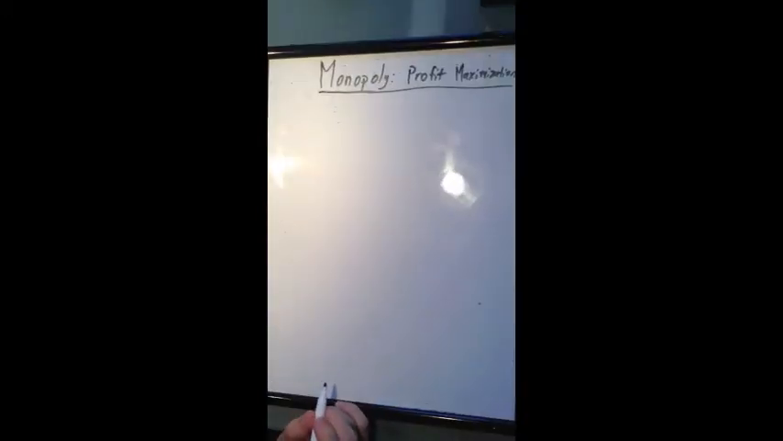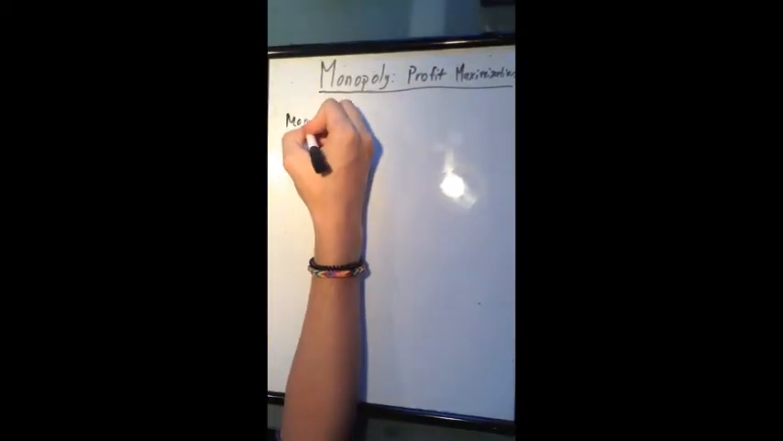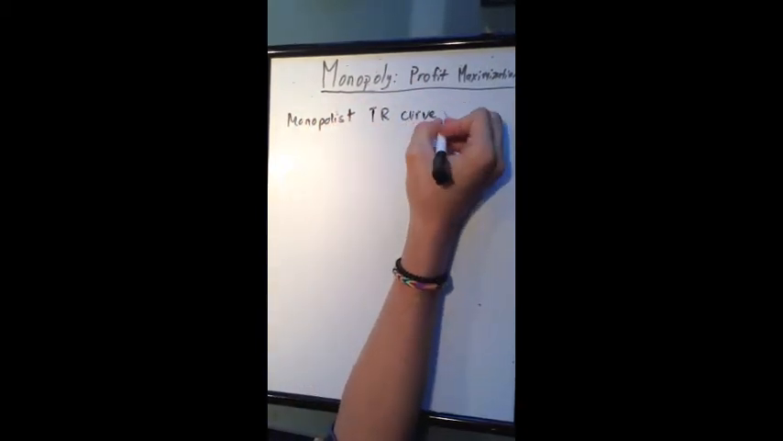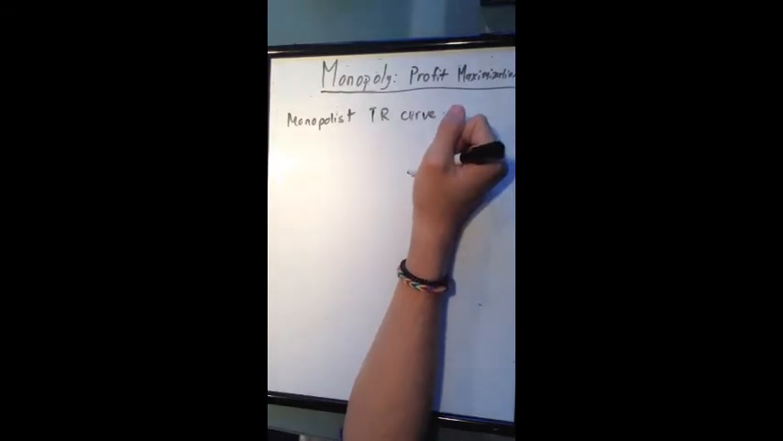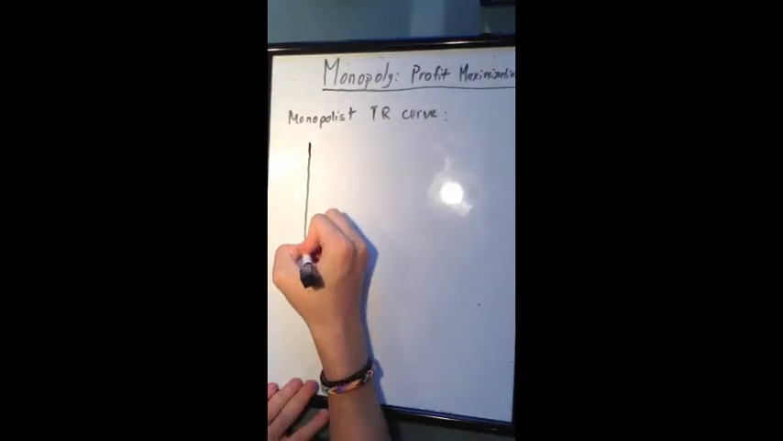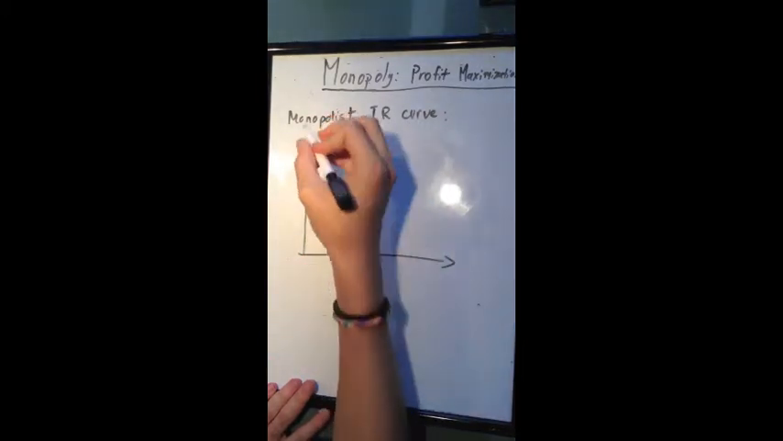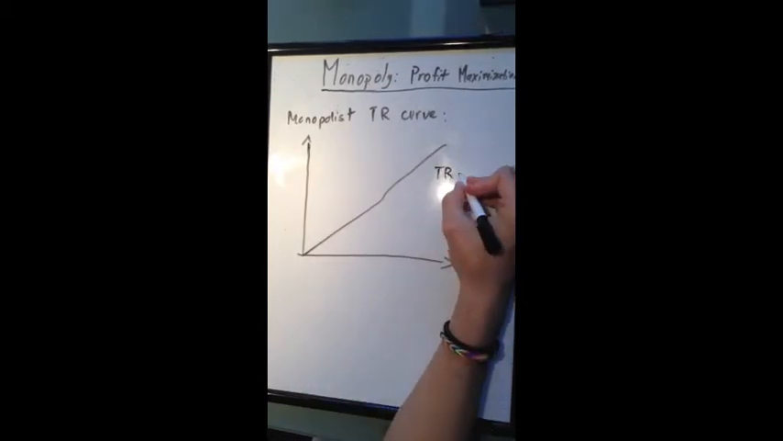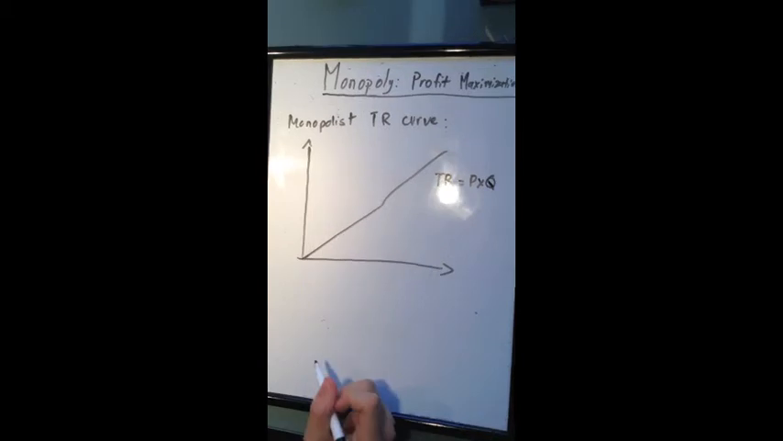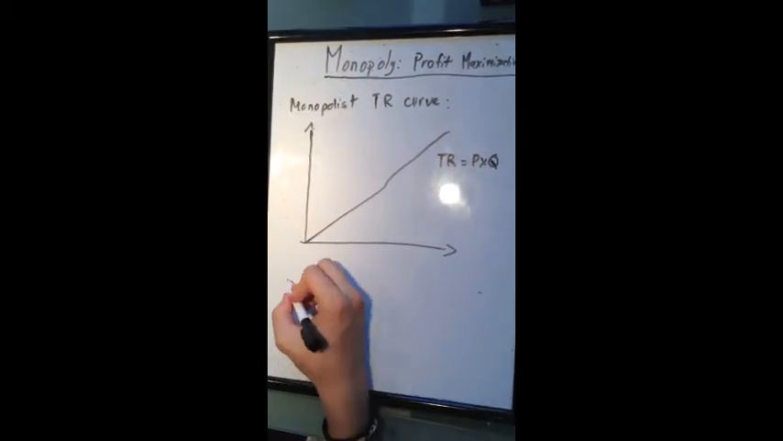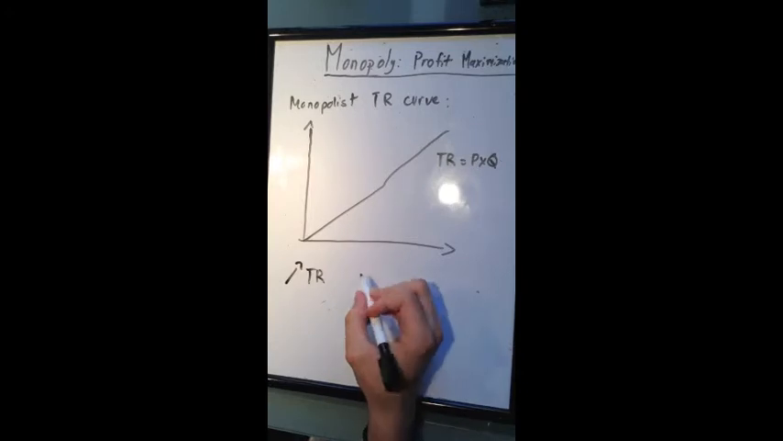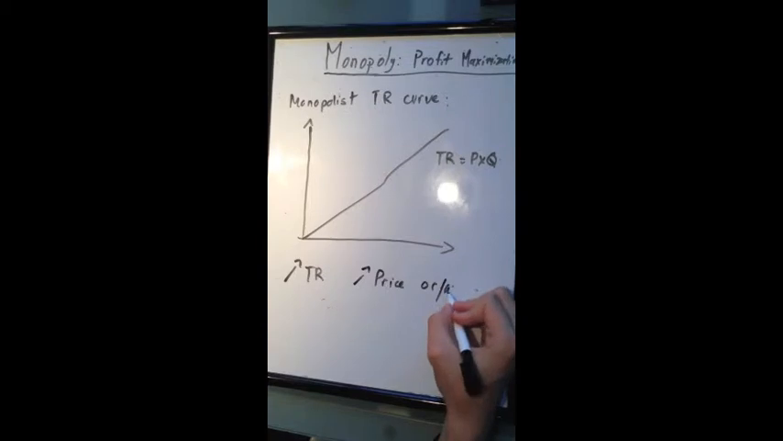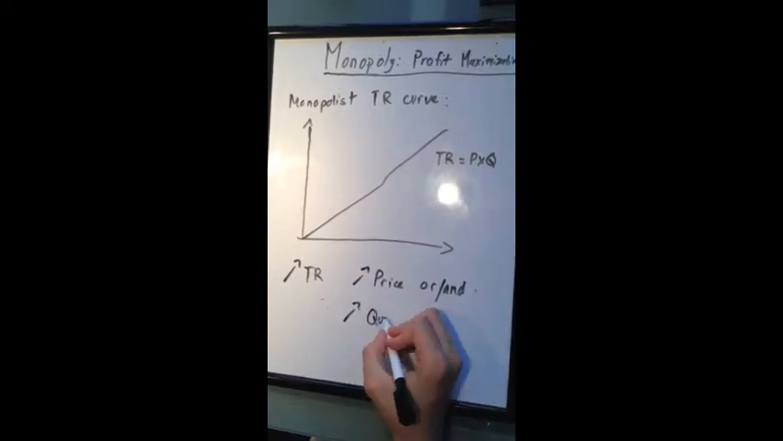Right, so now we're going to take a look at a monopolist's total revenue curve. But in order to understand this, we're actually going to take a look at the perfect competitor's revenue curve to analyse the differences. So, this is a standard perfect competition revenue curve where TR equals P times Q. Now, essentially, if you want to increase TR, you need to either increase the price or increase the quantity.